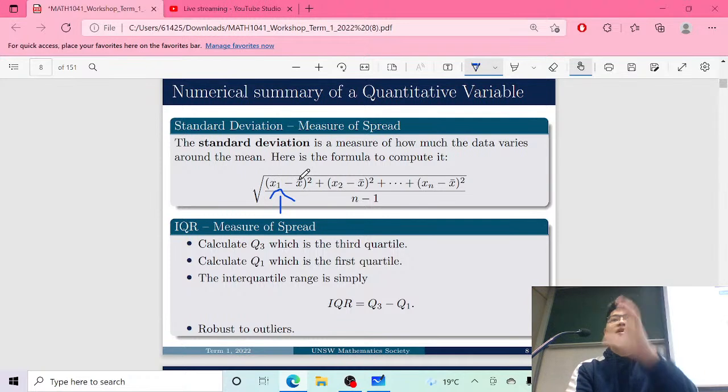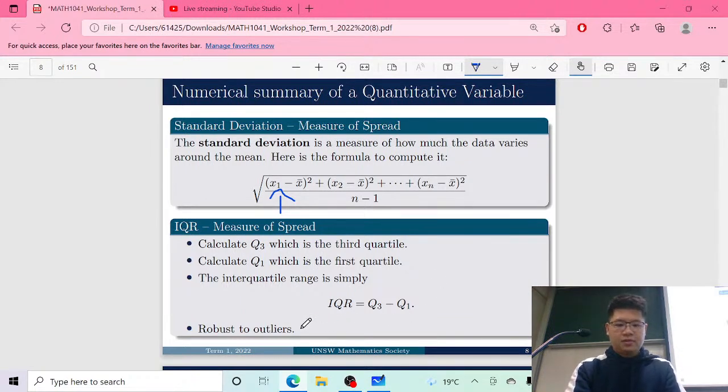So you're taking all these sums of squared differences, and you're just dividing it. This is why it can tell you how much your data is moving around the mean. The second measure of spread that we have is the interquartile range. It's just the difference between the third quartile and the first quartile. And like before, comparing median and mean, the IQR, the measure of spread, is robust to outliers as well.